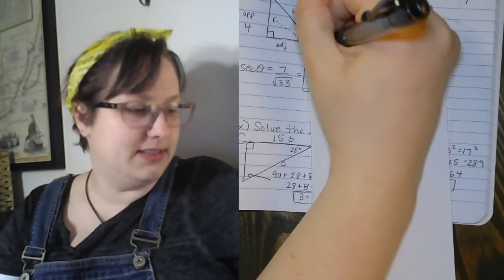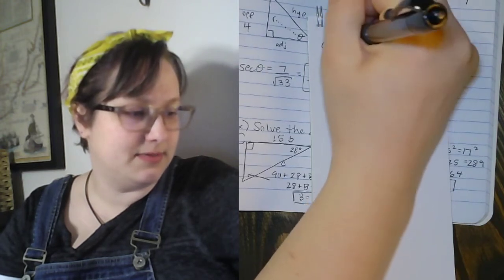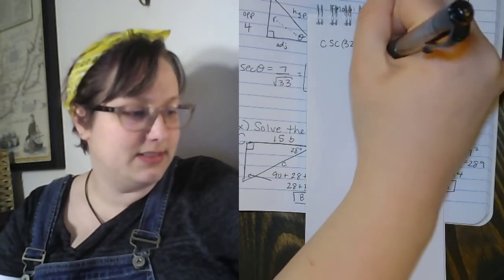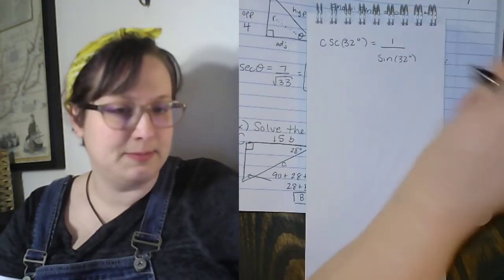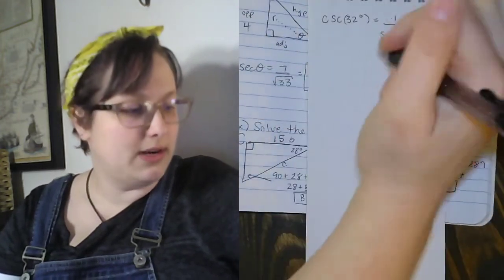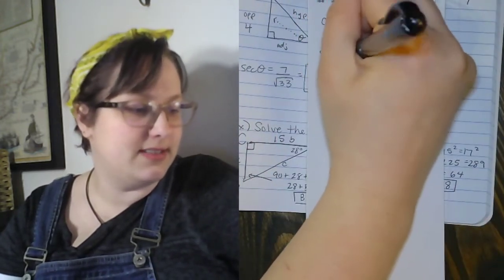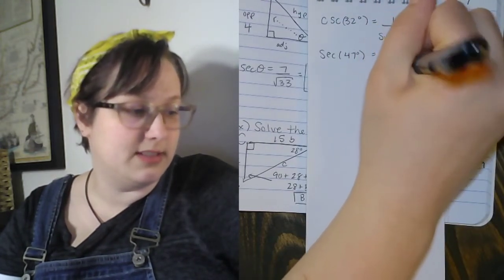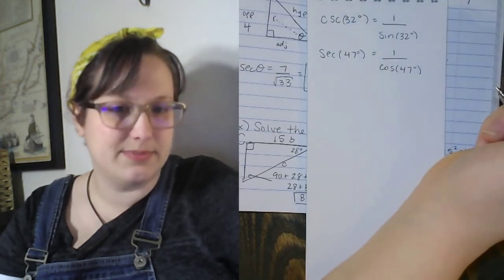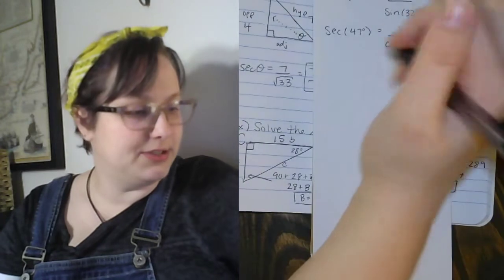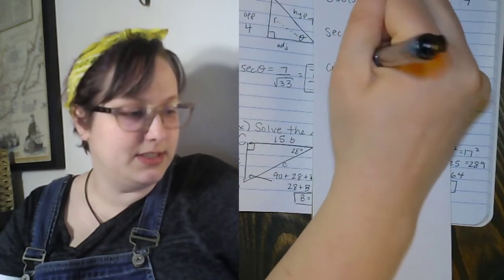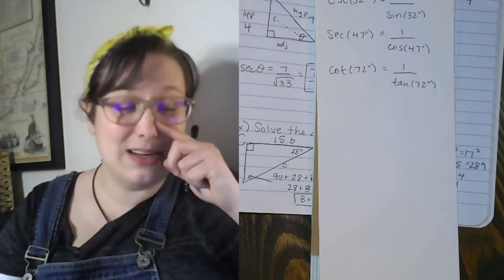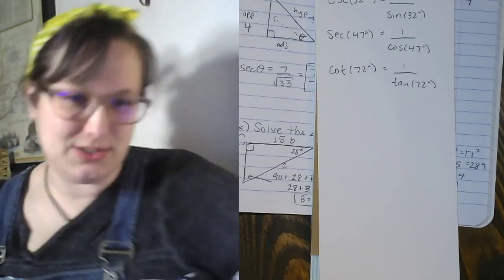If I wanted to calculate CSC of 32 degrees in the calculator, I would say it's 1 over sine of 32 degrees, because they're buddies. Or if I wanted secant of 47 degrees, I would do 1 over cosine of 47 degrees. See how that kind of works? Same thing with cotangent. If I wanted cotangent of 72 degrees, I would do 1 over tangent of 72 degrees. That's what I would do in the calculator, and that's how I would figure out those answers.